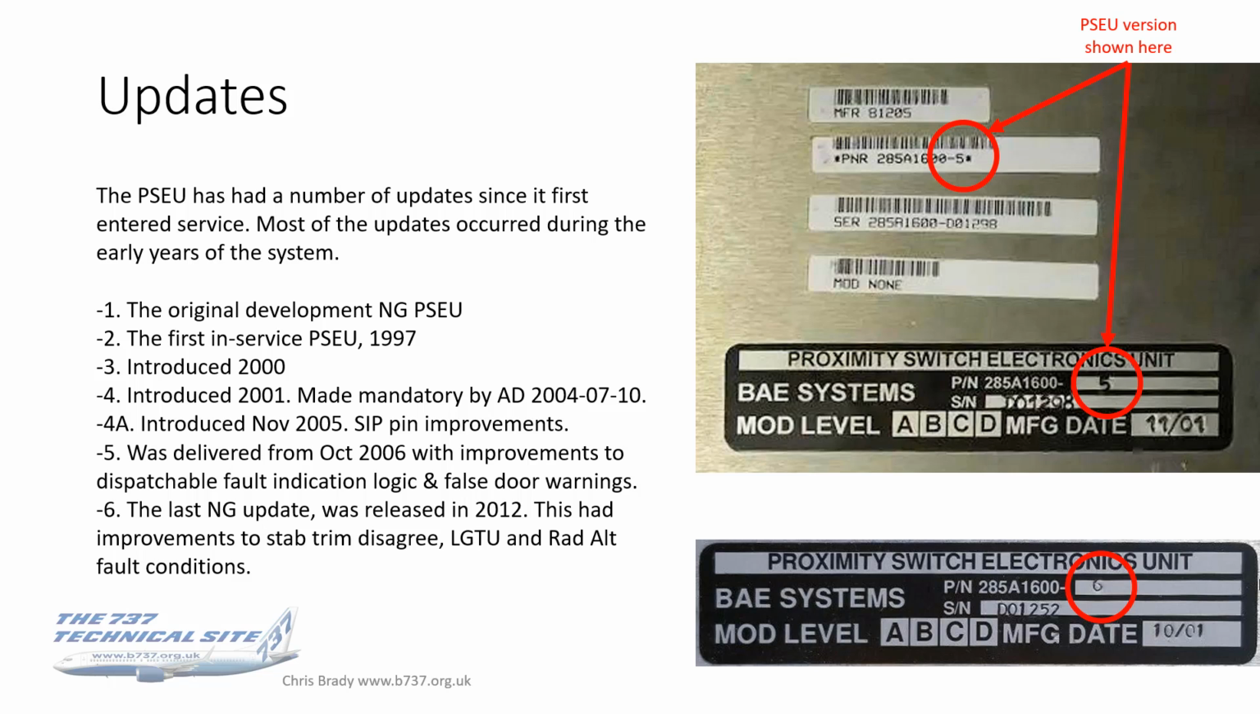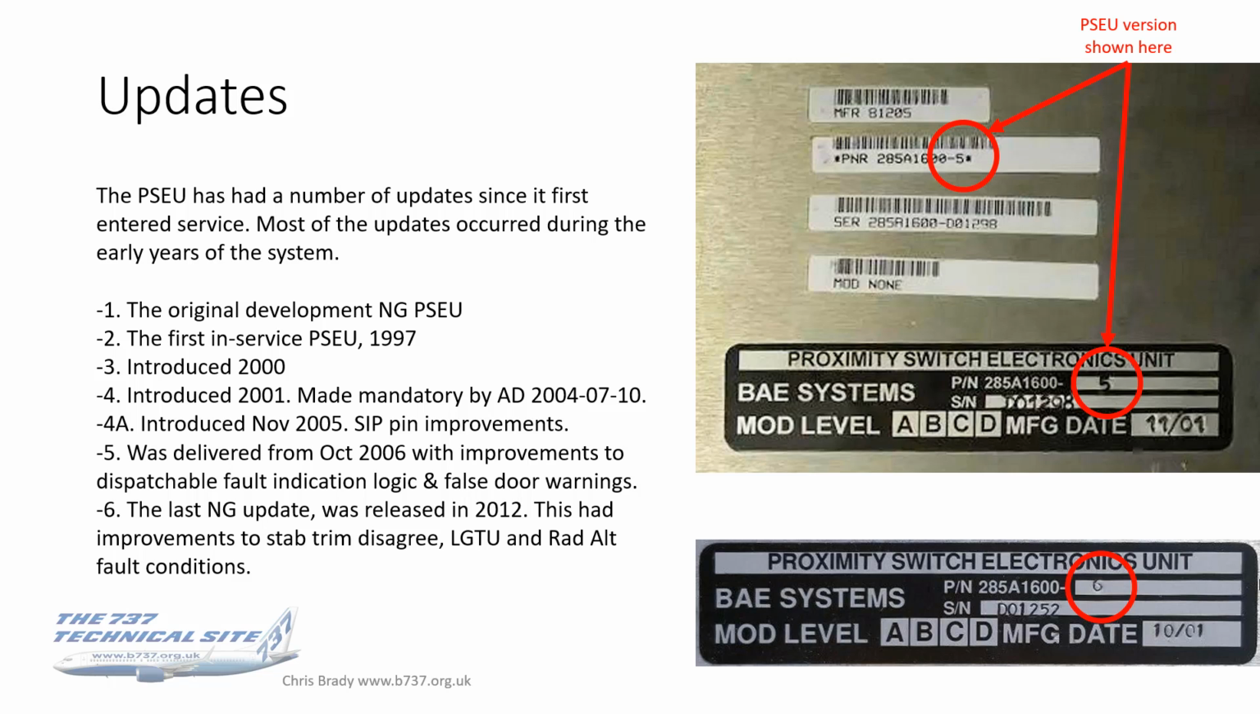Problems and updates. I've already mentioned the updating of the PSEU. It's had many updates since it entered service, most of which were during the early years of the system while they were ironing out the initial teething troubles and wrinkles. The -1 was just used on the prototypes. The -2 was the first in-service PSEU, came in obviously right at the back end of 1997. The -3 came in a few years later in 2000, then the -4 in 2001.